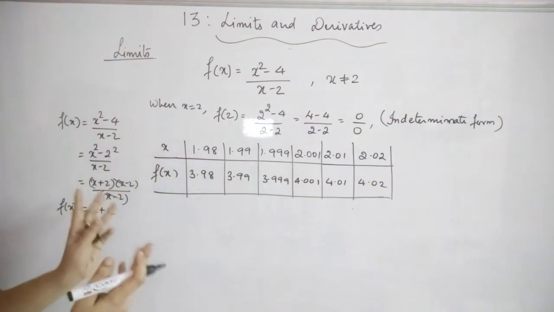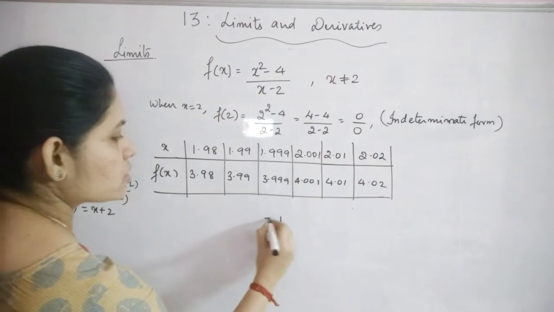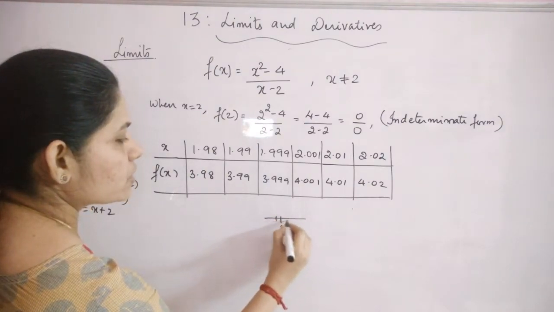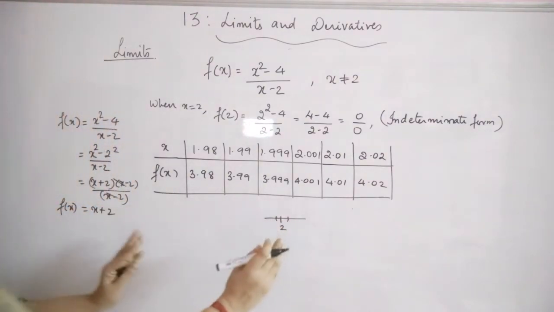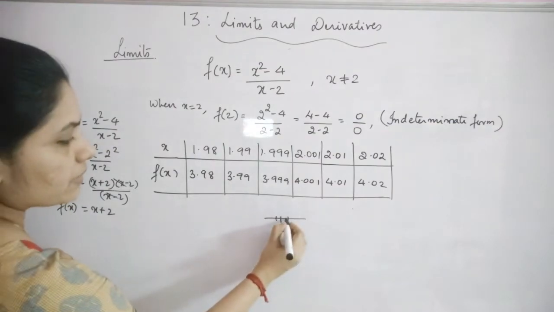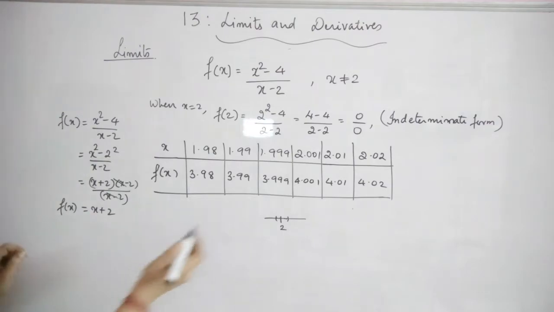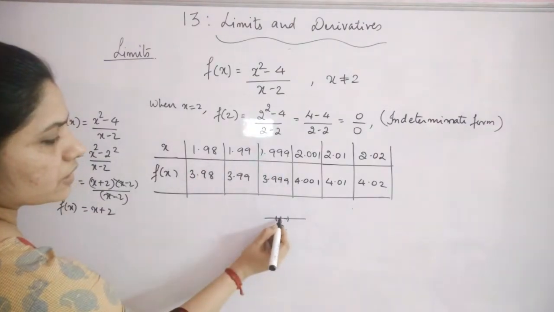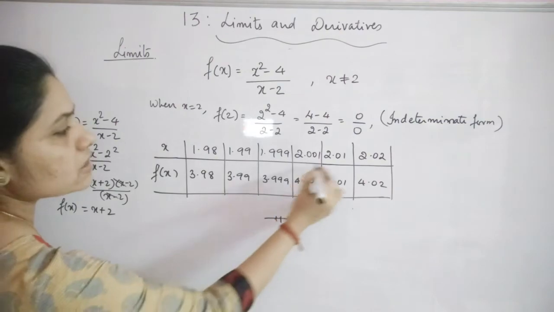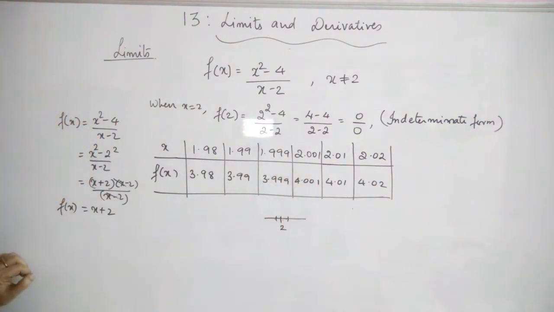Okay, so what you can say, the value of x from the left hand side, when you see from the left hand side of what? 2. So suppose this is 2, from the left portion I have taken certain values which are very close to 2, and from the right also I have taken certain values which are again very close to 2. But these three values were to the left side of 2, and these three values are to the right of 2. Now what happens to the function value when we have taken like this?